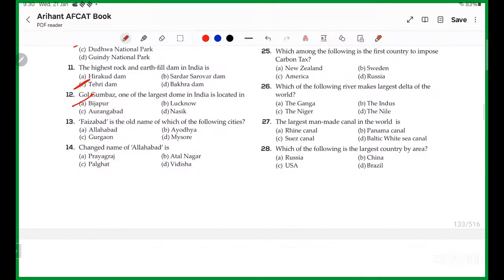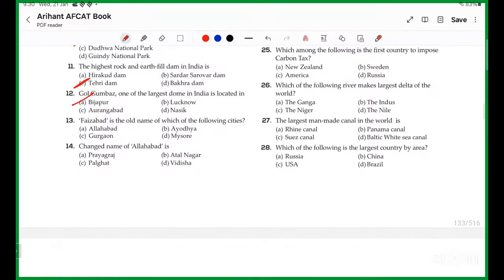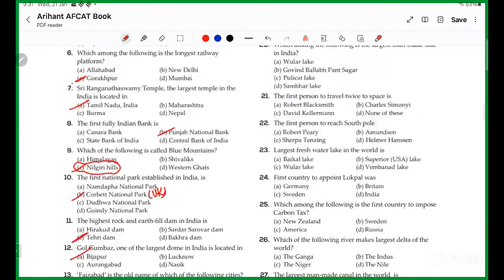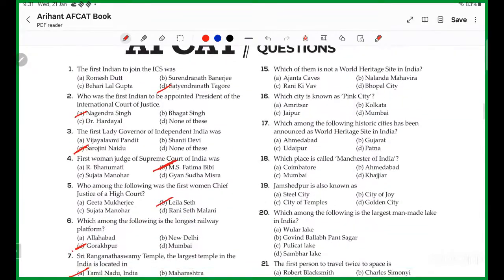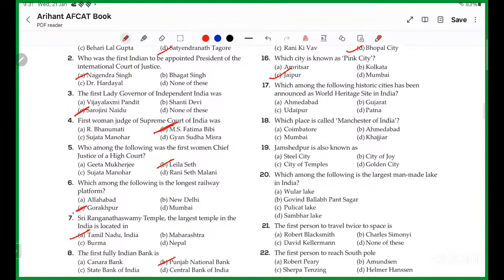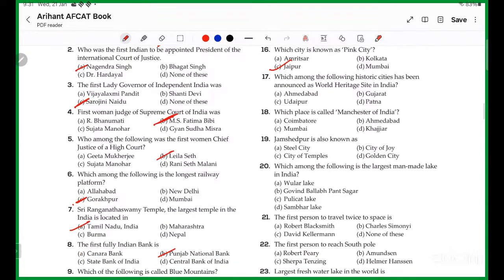Faizabad is the old name of which of the following cities? It is the old name of Ayodhya. The changed name of Allahabad is Prayagraj. Which of the following is not a World Heritage Site? Bhopal city is not a World Heritage Site. Pink City is Jaipur. Which of the following historic cities has been announced as a World Heritage Site in India? Udaipur or Ahmedabad? Ahmedabad.